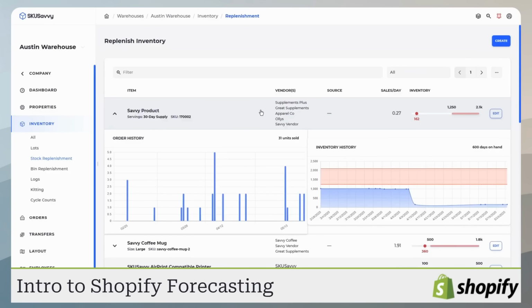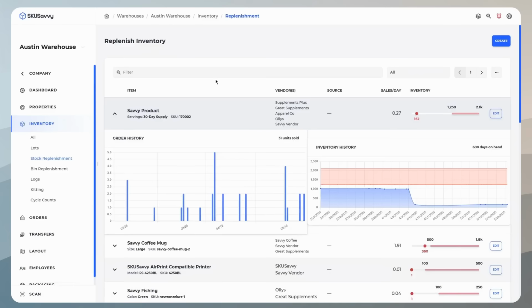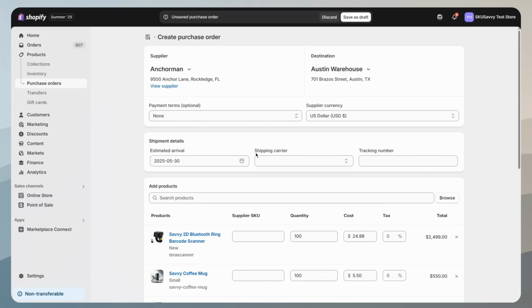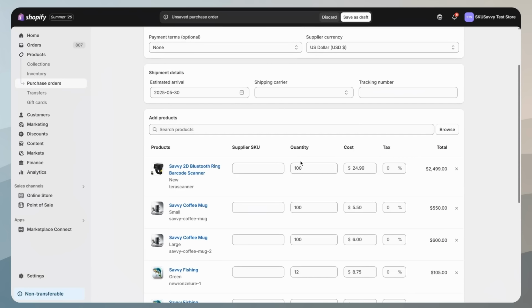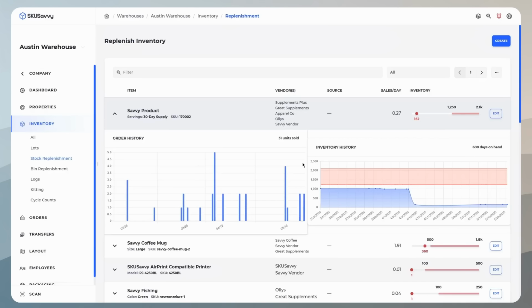Today we're going through forecasting and how you can use different tools between Shopify and what we're using here, SKUSavvy, to help plan your forecasting for inventory. Now what we're going to do here is look between our Shopify store and just see what options we do have available for inventory forecasting compared to SKUSavvy, where we have a built-in forecasting tool.